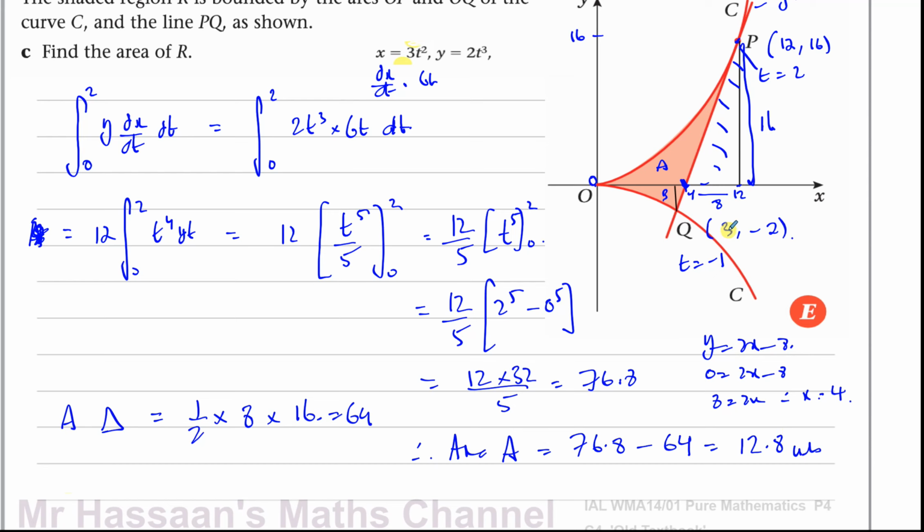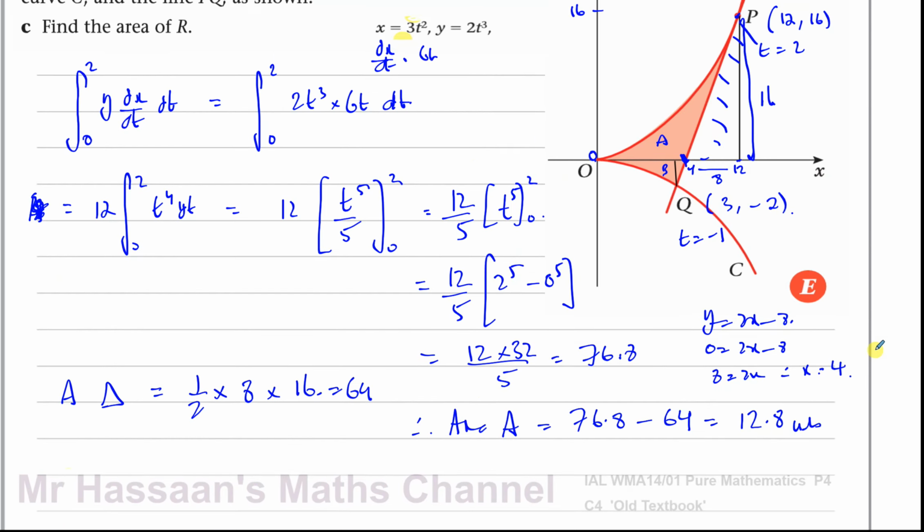Now we need to find the area of part B. If we look at part B, we have basically this first area here, and we've got this small triangle. This time, I have to add this area to this area. Let me call this area B. These two areas have to be added together.